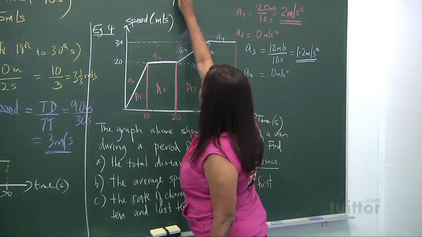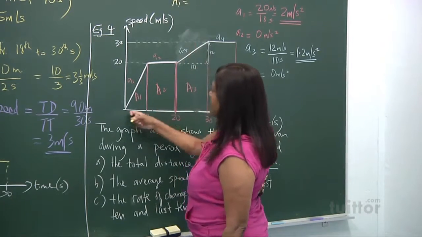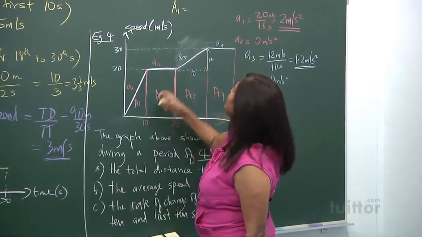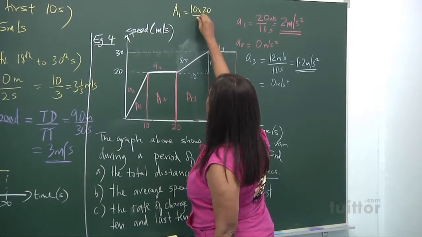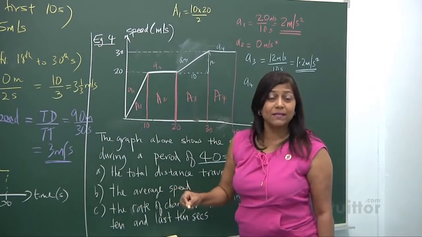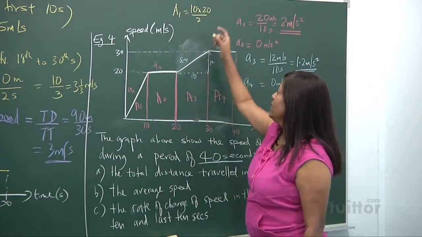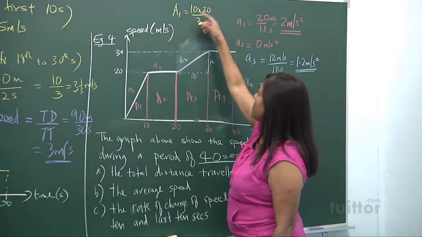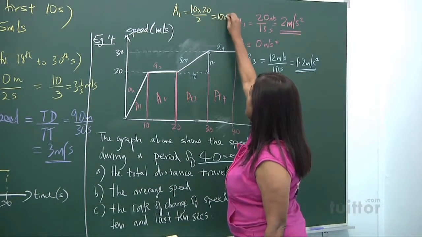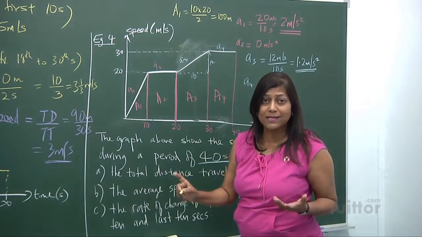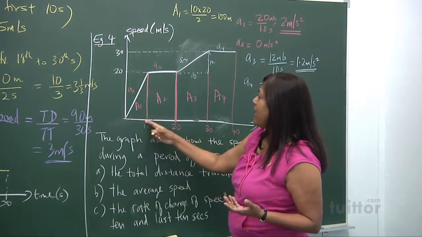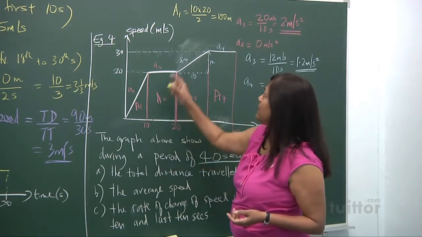All right, A1, please help me, my dear. 10 times 20 divided by 2, because it is distance, it is a triangle. Base times height divided by 2. So you get 10 times 10, 100 meters traveled there. It's meters, it's not meters squared, it's distance. 10 times 20 divided by 2.